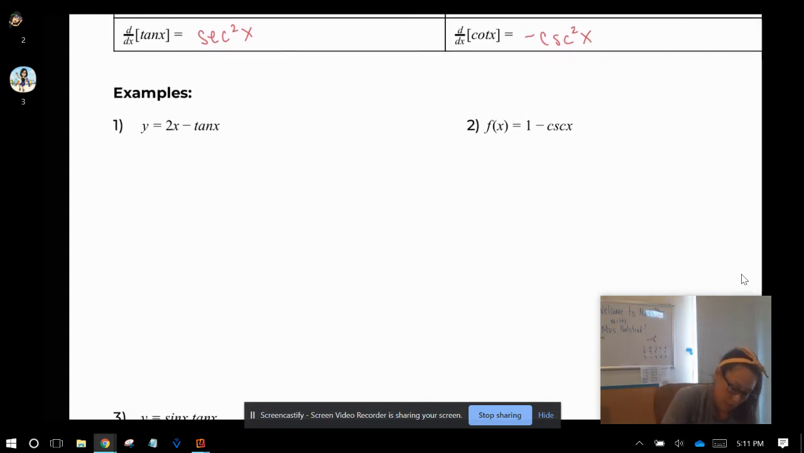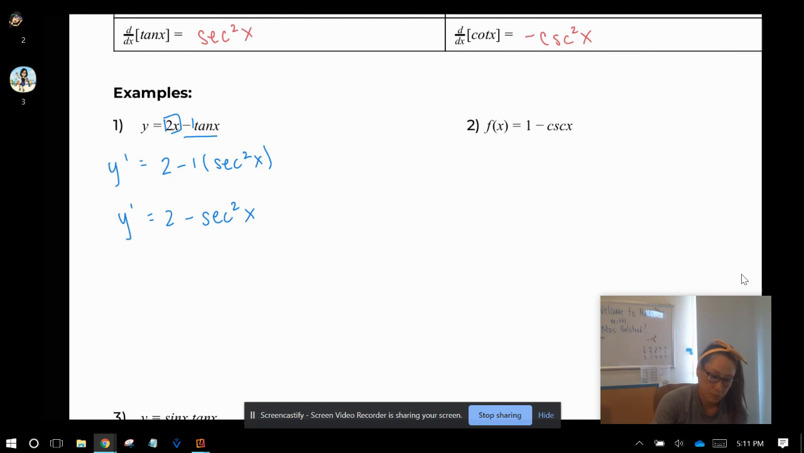All right, we're going to take the derivative of 2x minus tangent. So do I need to use any crazy rules here? Nope, I can use the power rule here. So the derivative of 2x is 2. And then the derivative of negative tangent is basically negative 1 times tangent. So I have negative 1 times the derivative of tangent, which is secant squared x. So I get y prime is equal to 2 minus secant squared x.